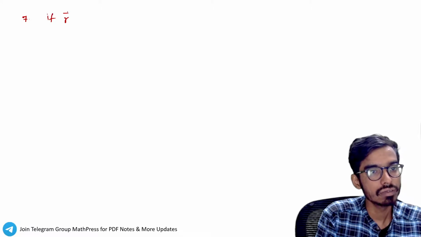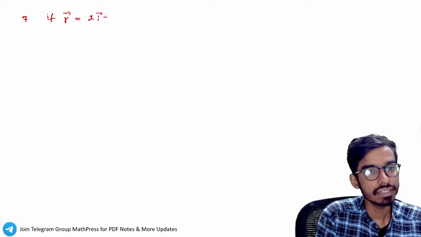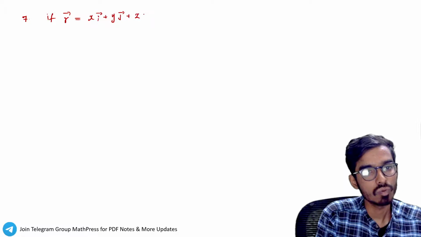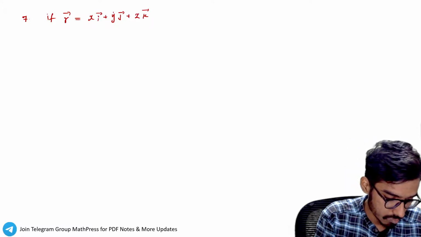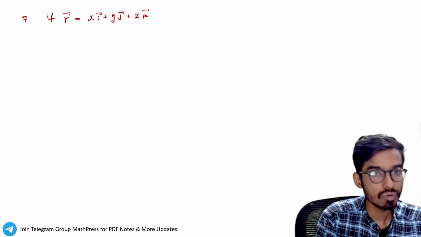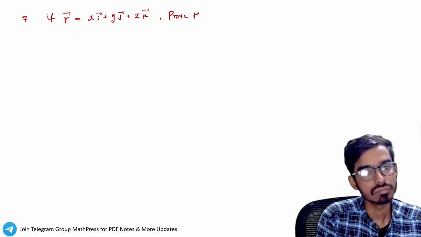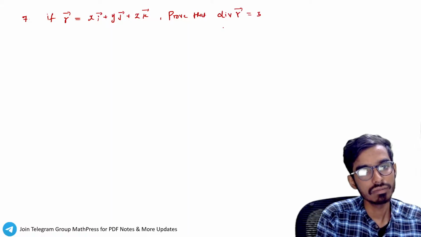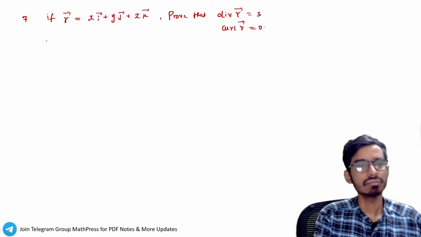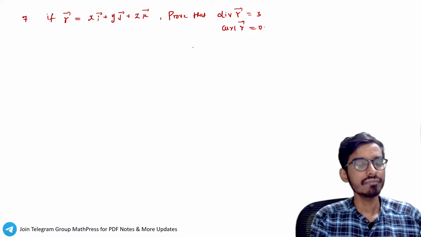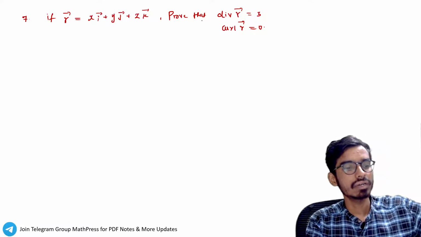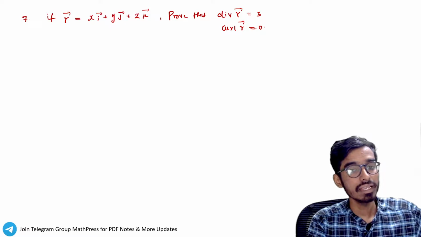If R vector is equal to xi plus yj plus zk, prove that divergence of R vector is 3, curl of R vector is 0. Right? It's very simple. So they are given R vector to be xi plus yj plus zk. We need to prove divergence of the vector is 3, curl is 0.